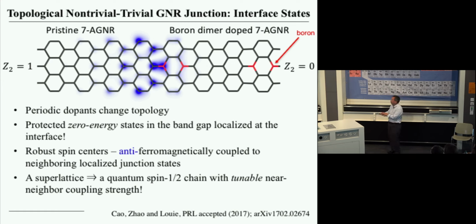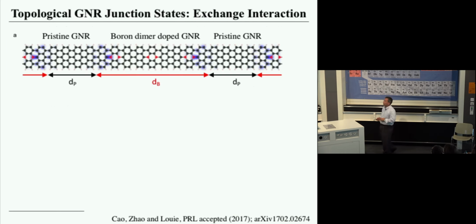Then you could have a very robust quantum spin-1/2 chain with tunable nearest neighbor coupling strength, because you could vary the distance between the junctions. So here's one calculation we did for a superlattice of pristine, boron-dimer-doped, pristine, and so on, graphene nanoribbon. You see that there are junction states. These are not defect states. They are not associated with boron. These are actually at the junction due to the topological phase difference.